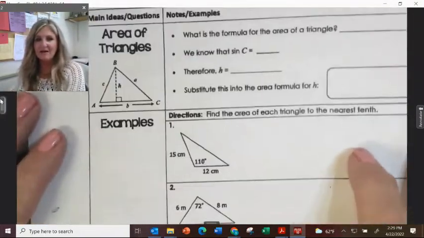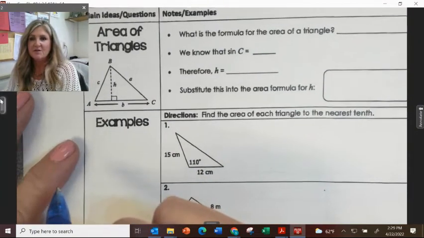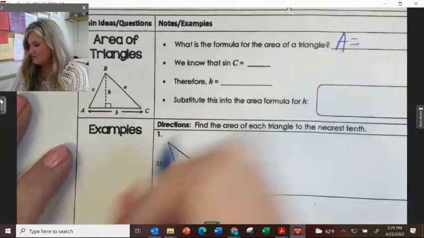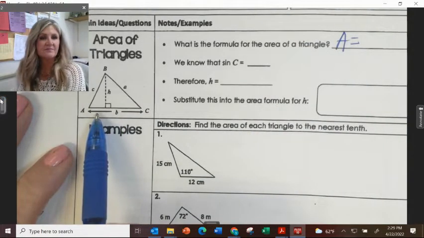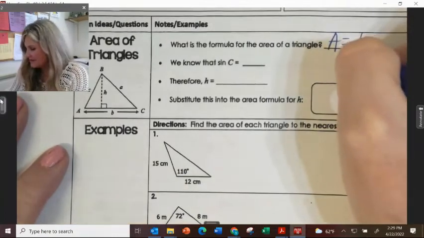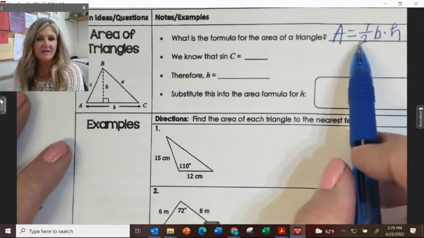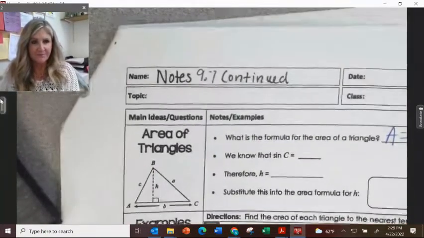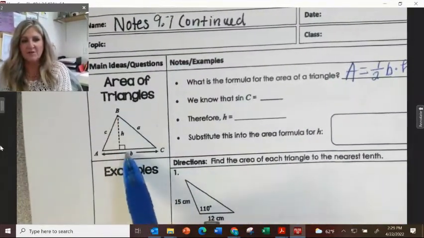We're going to talk about how to find the area of a triangle. So to find the area of a triangle, we should know this is going to be A equals, for this triangle, how do we find the area? 1/2 the base times the height. 1/2 base times height. Our goal here is to come up with another formula for the area of the triangle. Okay? So here's what we're going to do.